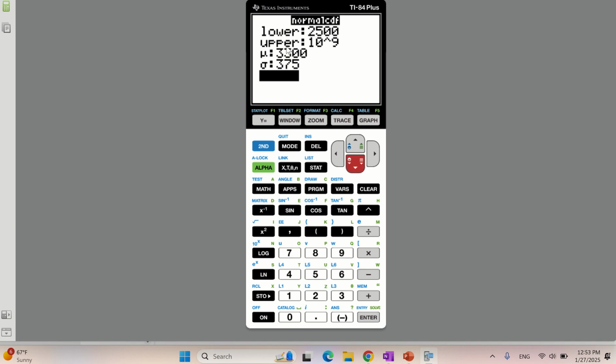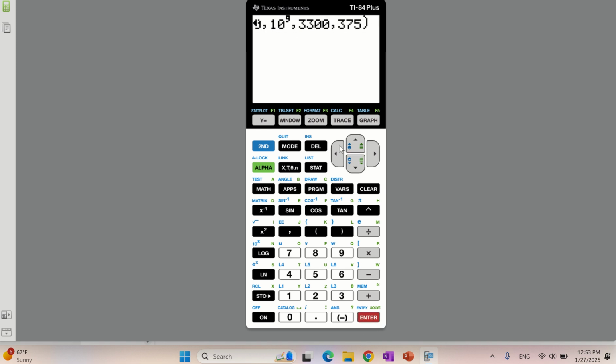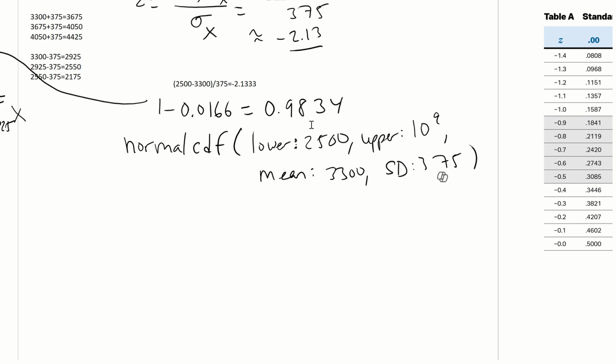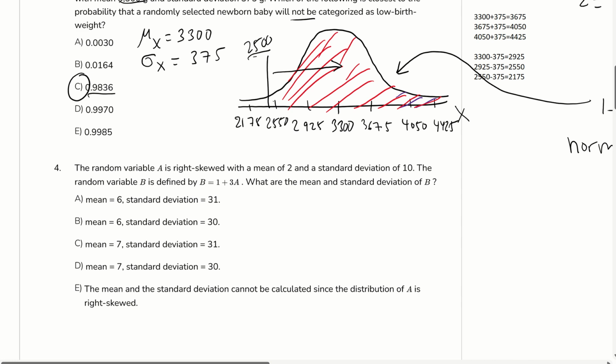Okay. And then again, if this menu doesn't pop up, just literally type 2,500, comma, 10 to the 9th, comma, 3,300, comma, 375. It'll look like this when you do it on the regular menu with commas. That's what you're going to have to put. So yeah, 0.9836. That's really close to what we got. Okay, so then we get 0.9386, which is that.